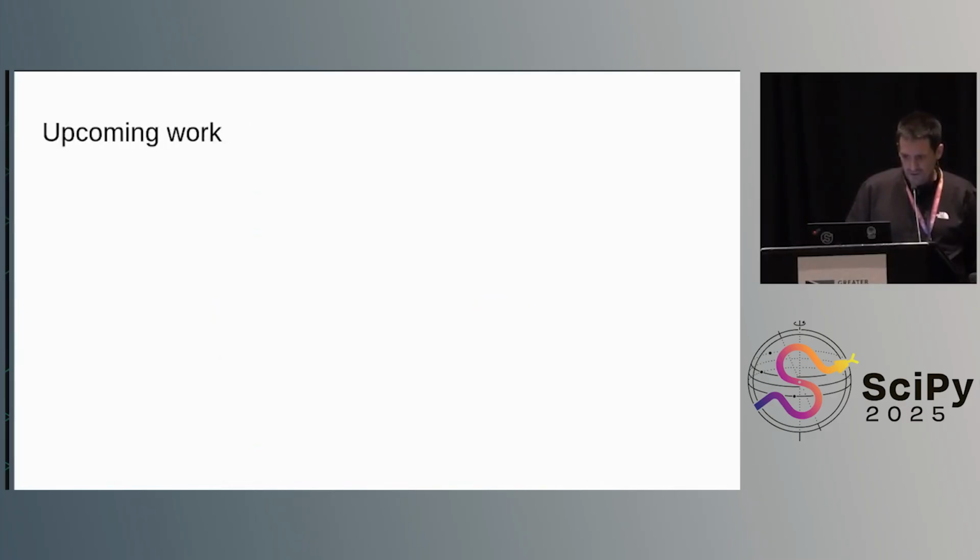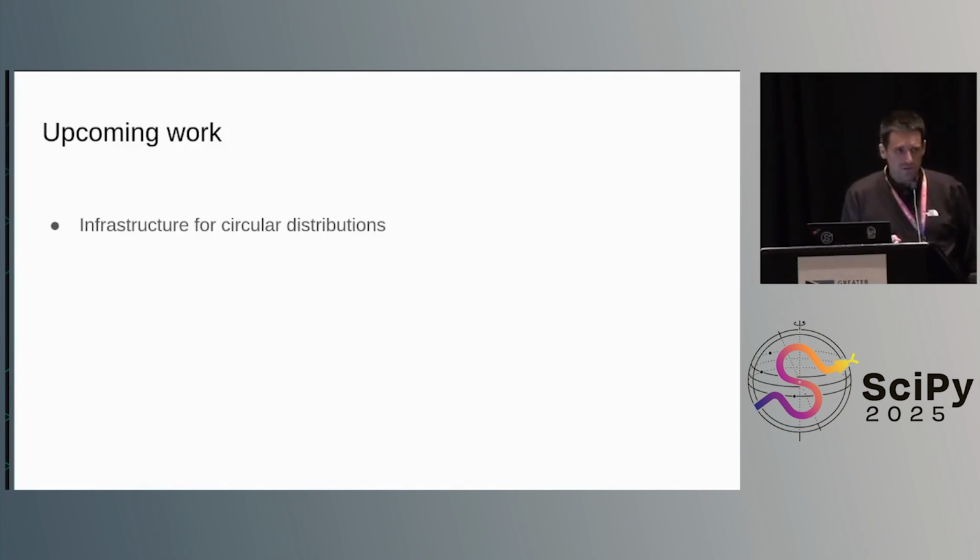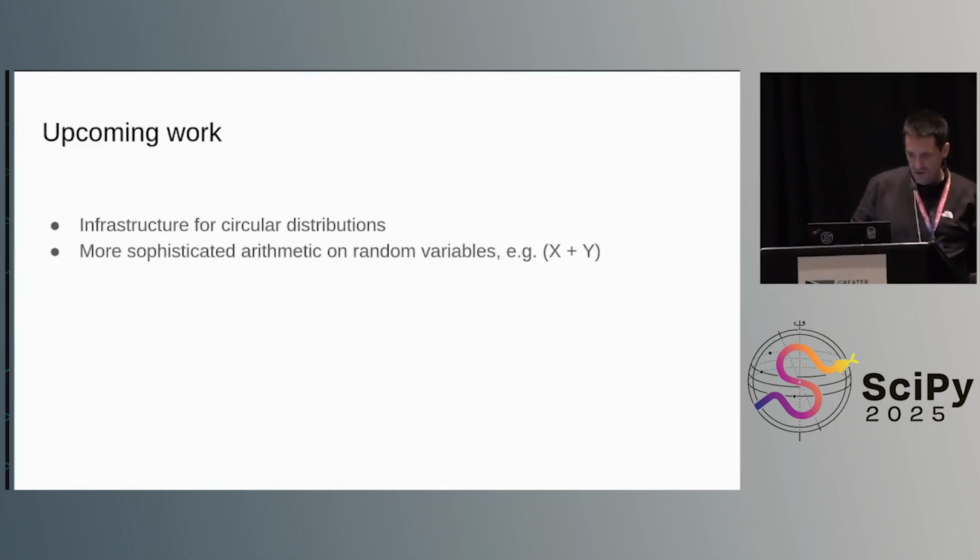All right, so some upcoming work. Infrastructure for circular distributions. There are circular distributions available in SciPy, but they're all just kind of independent things. It's hard to make new circular distributions, and hard to take an existing distribution and wrap it around a circle to create a circular distribution. So the same principle of making it easy to create new distributions could be applied to circular distributions.